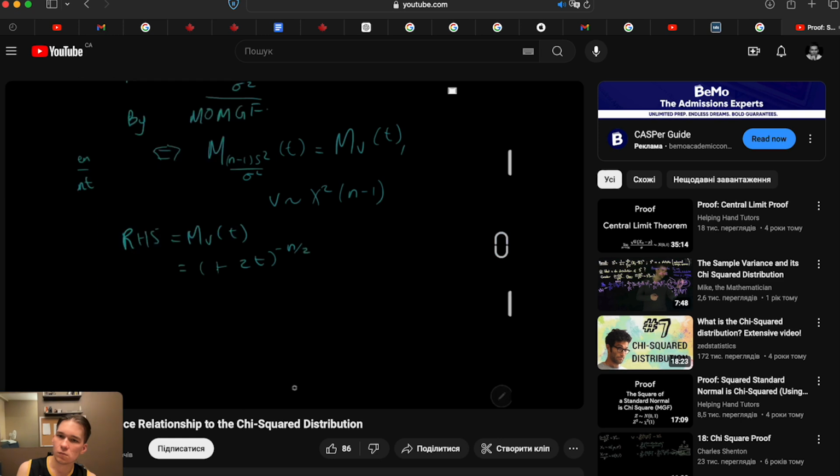So that is a 2. Okay, so that's just showing what the right-hand side is equal to. The left-hand side, that's going to take some work.